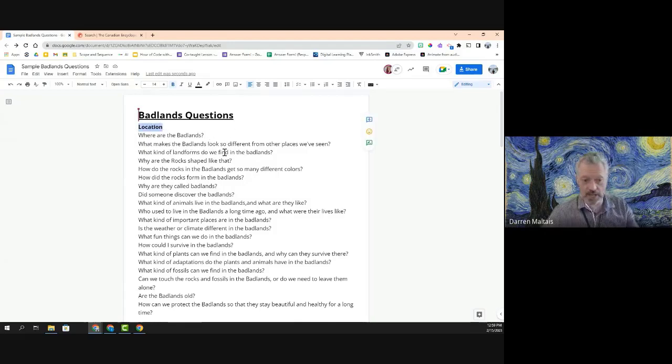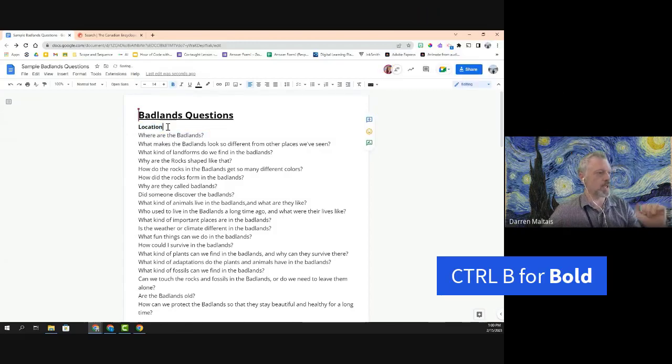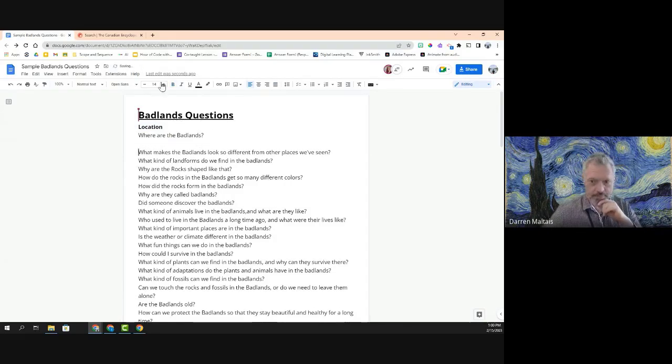And remember, when it's a category, we just press Control B, or you click on the letter B up here. I like to show this little trick that a lot of people don't know. If you click a word and you go 1, 2, that selects the whole word, or 1, 2, 3, the whole sentence. But I'm going to make this bold. And then we have where are the Badlands. That one's going to stay. I'm going to press enter.